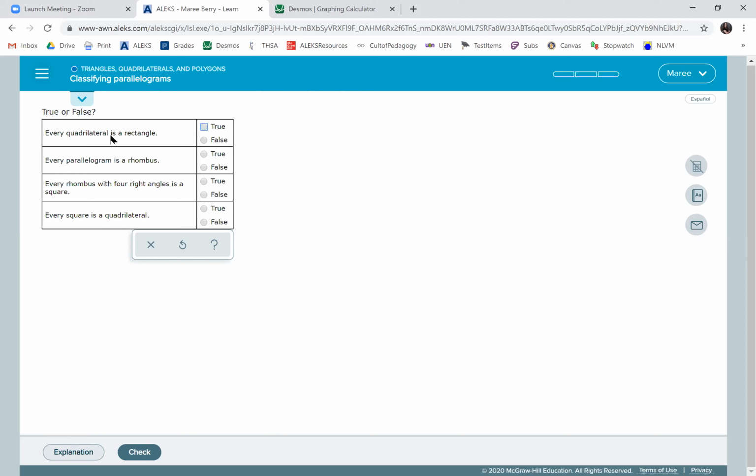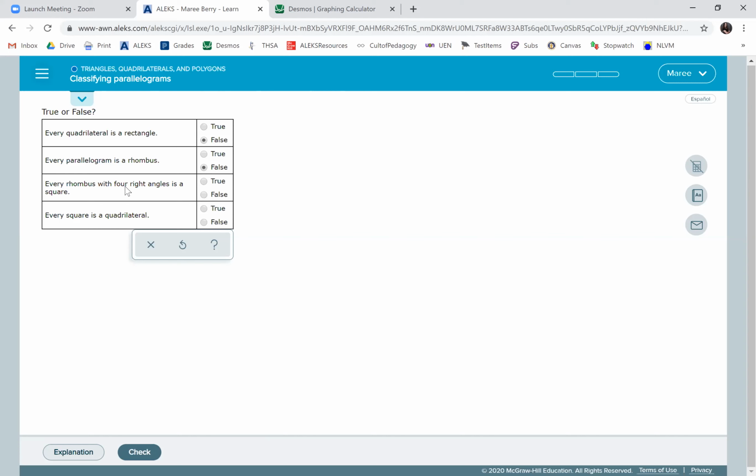So every quadrilateral is a rectangle. That's false, because sometimes you can have a 4-sided figure that's not a rectangle. Every parallelogram is a rhombus. That's false, because parallelograms can be rectangles, or they can be just parallelograms that aren't rectangles, or that don't have 4 congruent sides. They can still be a parallelogram.